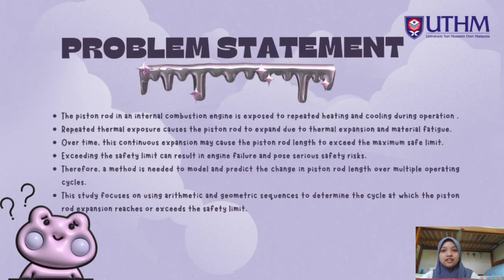Exceeding the safety limit can lead to serious mechanical issues such as engine malfunction, reduced efficiency, and in extreme cases, engine failure. This situation also poses potential safety risks to users and may increase maintenance and repair costs. Therefore, it is important to develop a method to model and predict the change in piston rod length over time. In this project, arithmetic and geometric sequences are used to represent the pattern of thermal expansion to determine the operating cycle at which the piston rod becomes unsafe.